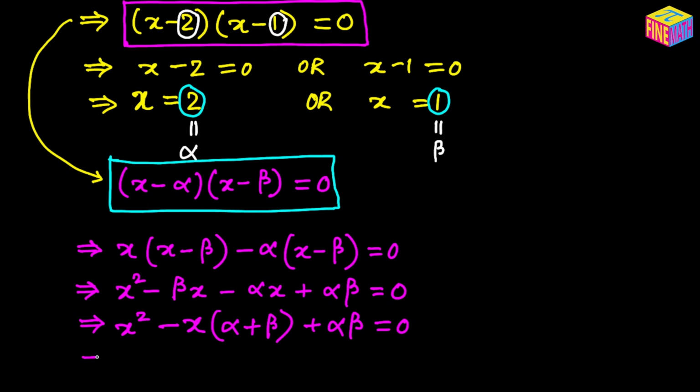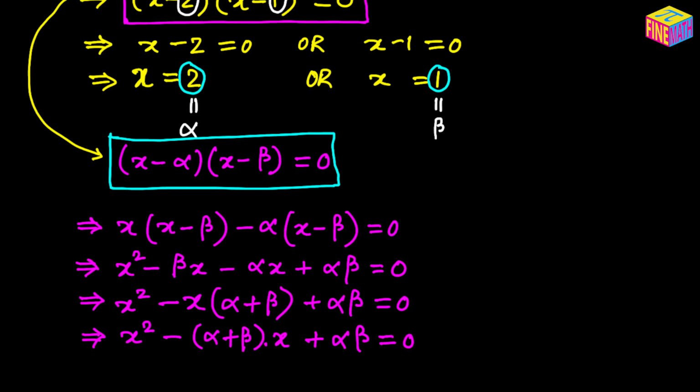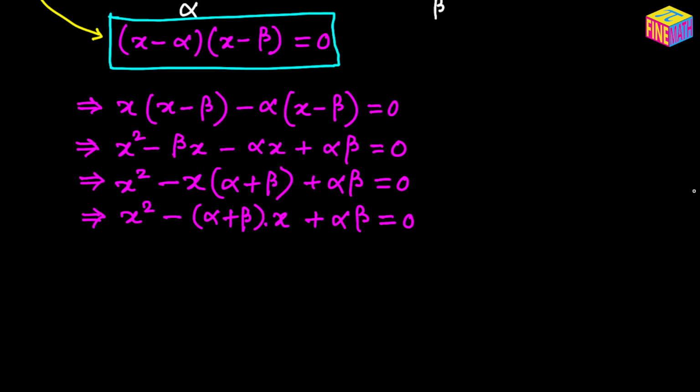So from here we can say that this equation now looks like x squared minus alpha plus beta times x plus alpha times beta, that is equal to 0. So this is our final quadratic equation. Now let me highlight this.